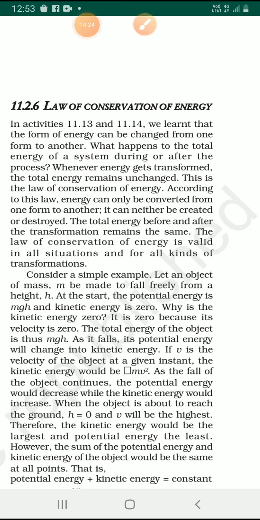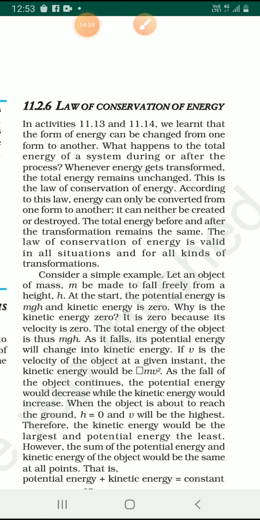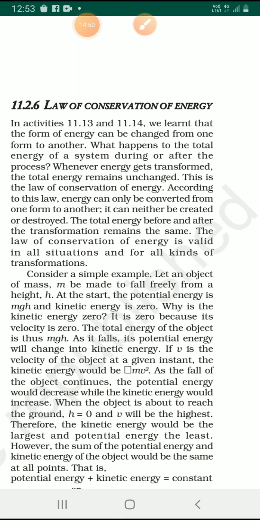If I give you some time, can you destroy all the heat energy from the world? Is it possible? No. If I ask you to destroy all the light energy from the world, is it possible? No. All the mechanical energy? No. So energy can neither be created nor destroyed, but one form of energy we can convert into other forms. That's what the energy conservation law says.